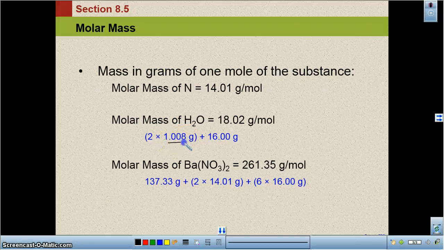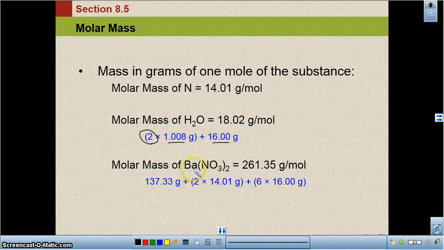When we're doing a single element, that's where we get that. When we're doing a compound, we get the same information from the periodic table, but remember, if we have more than one atom of that particular element in the compound, we have to multiply that in. So for water, it's 2 times the mass of hydrogen plus the mass of oxygen.